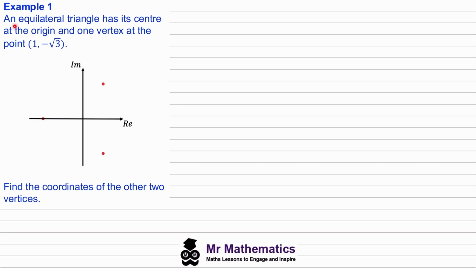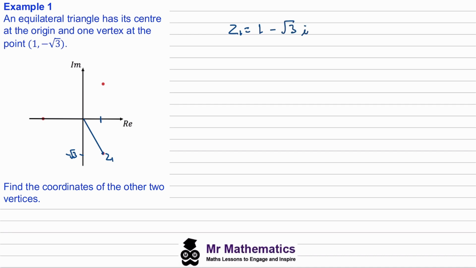In our first example, we're given that an equilateral triangle has the center at the origin, and that this point is given as 1 and negative root 3. We need to find the coordinates of the other 2 points. So if we write the first point as a complex number, it comes from the origin, and we'll call this Z1. We know it has 1 on the real axis and negative root 3 on the imaginary. So in x plus iy form, Z1 will be 1 minus root 3i.